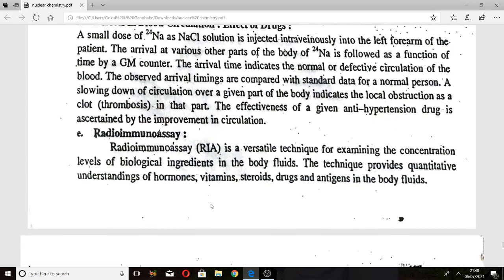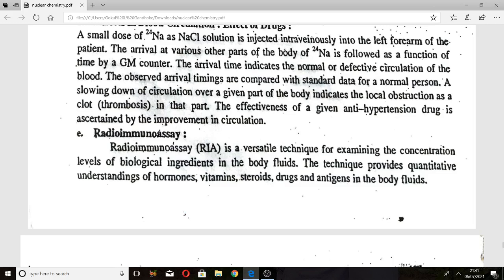Another application is radioimmunology, represented as RIA. It is a versatile technique for examining the concentration levels of biological ingredients in body fluids. In this technique, it provides a quantitative understanding of hormones, vitamins, steroids, drugs, and antigens in the body fluids. These are some medical applications.